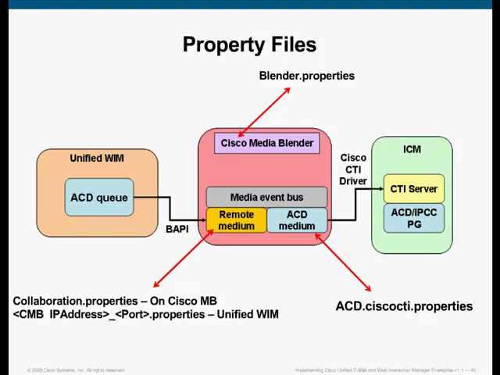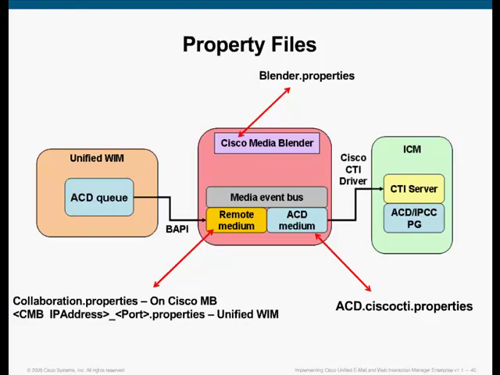The Blender properties file is the main properties file for the Cisco Media Blender. This property file identifies the Medium 1 and Medium 2. Medium 1, or the ACD medium, will connect to the CTI server.